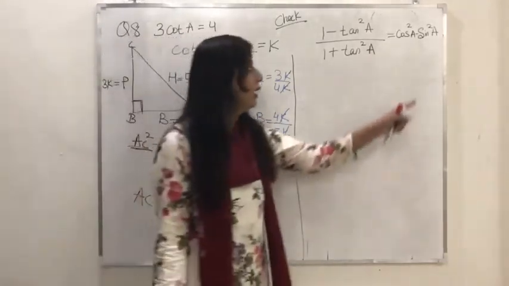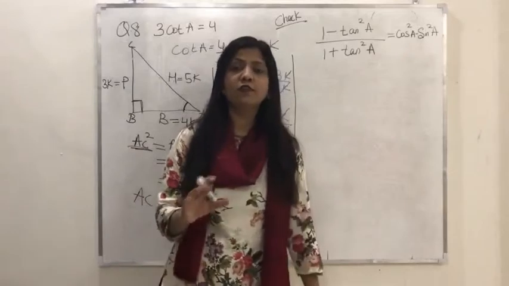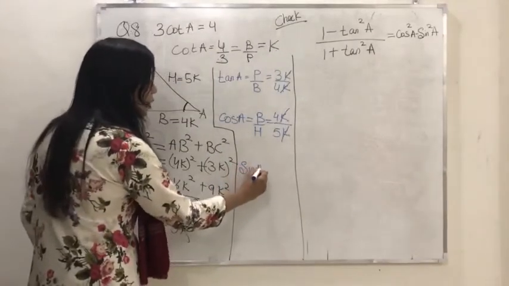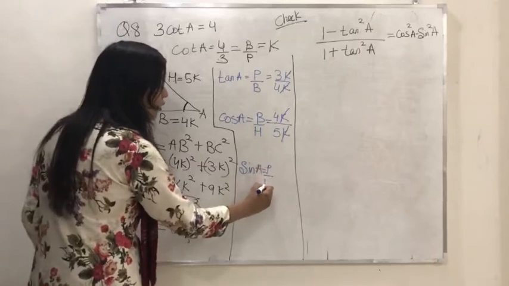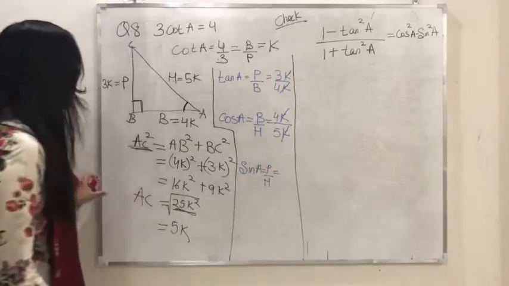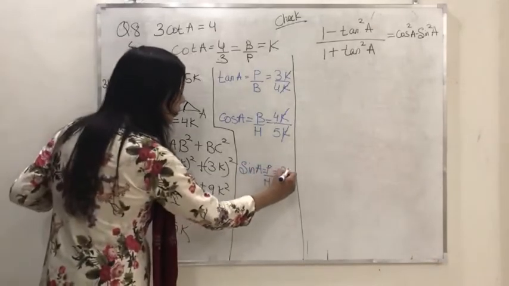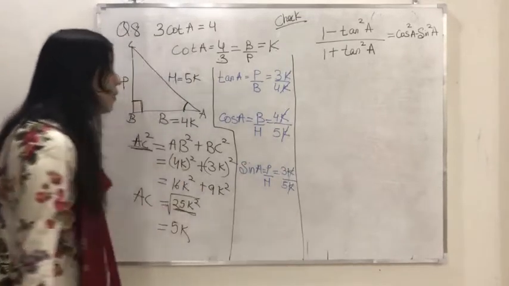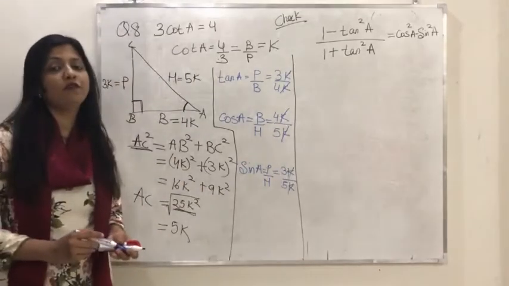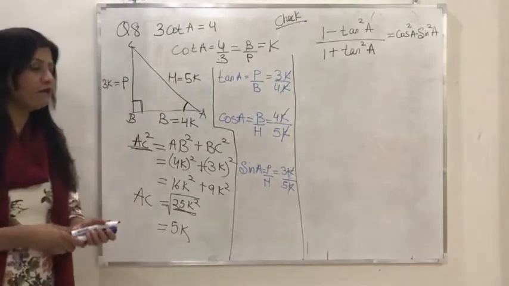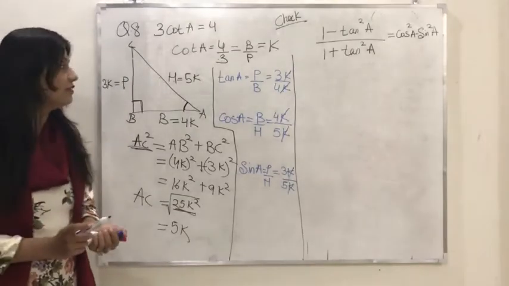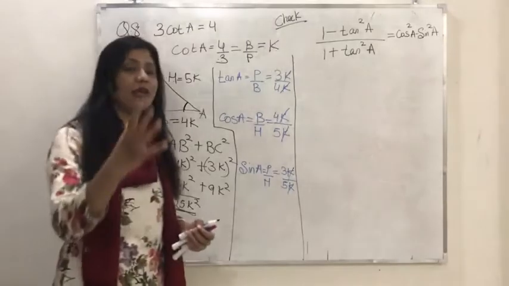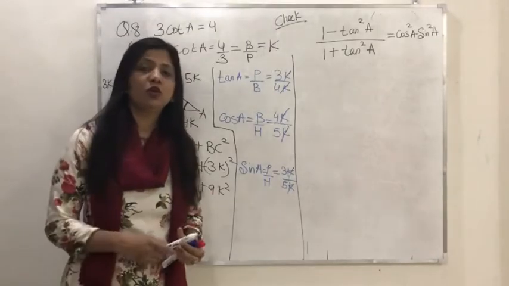And lastly, I want to find value of sin A. So sin A is perpendicular upon hypotenuse. So my perpendicular is 3k and hypotenuse is 5k. So my sin A is 3 upon 5. Now what I will do, I will put the value of all these ratios in the given equation and let's see whether LHS is equal to RHS or not.